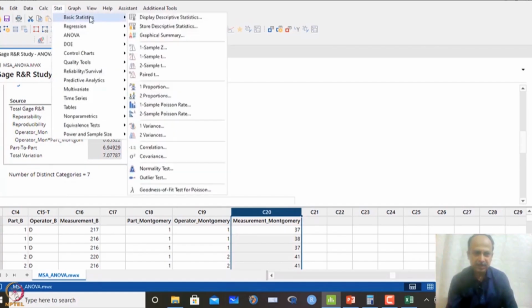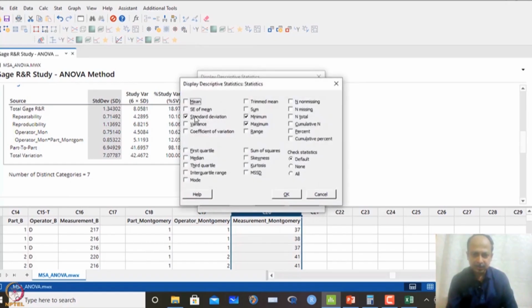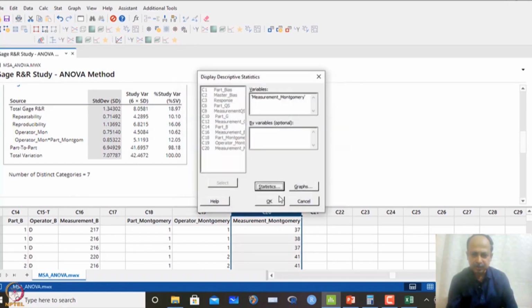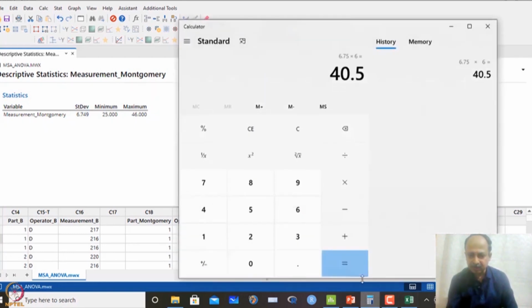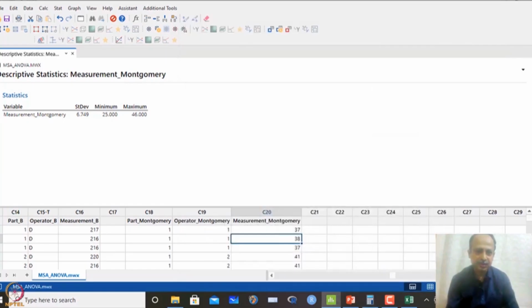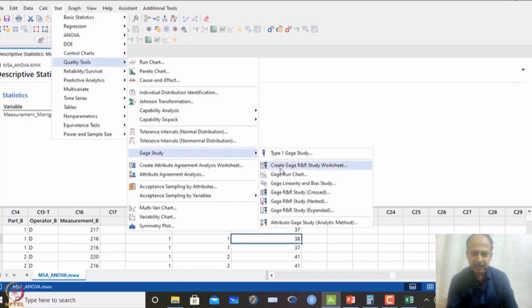So, we can calculate the basic statistics, display basic statistics. I want to see the Montgomery's measurement, and I want to see the standard deviation. We only want standard deviation information over here, and standard deviation is 6.75. So, 6.75 multiplied by 6 is around 40.5, that we have done now. So, 40.5. So, what we have to do is that stat, quality tools and gauge R&R studies.